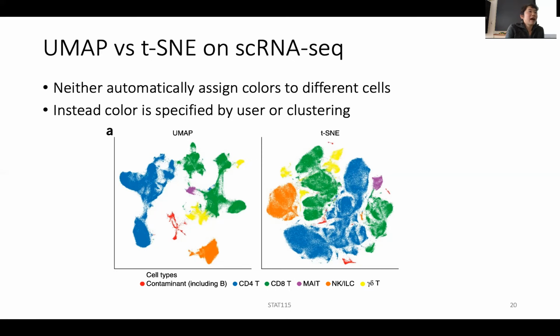Again, the color is not automatically determined by UMAP. UMAP just gives you black. You have to specify this cell, I want blue, that cell, I want green, that cell, I want purple. And that decision comes from either the user or from a clustering result. So you tell UMAP how to color the dots.